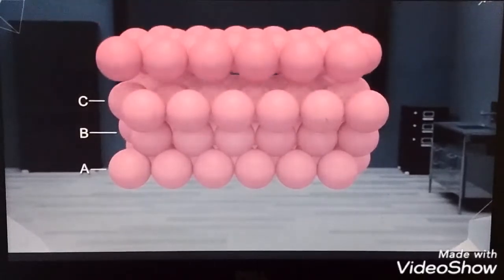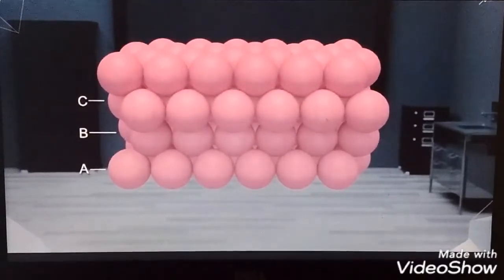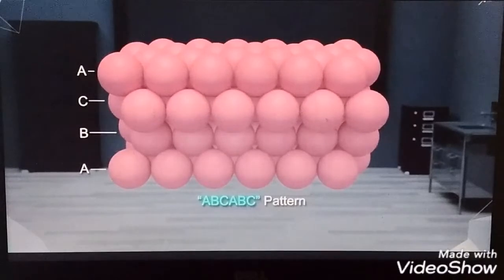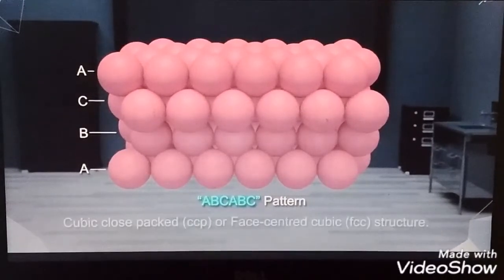Now, if we place the fourth layer over the octahedral voids of the third layer, then the spheres are aligned with the spheres of the first layer. Thus, this pattern is known as ABC type pattern, and the structure formed is known as cubic close packed, CCP, or face-centered cubic, FCC structure.